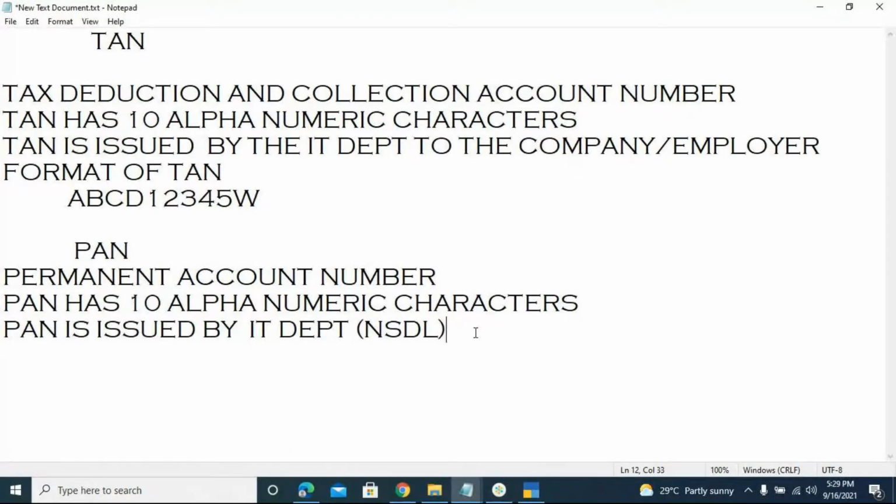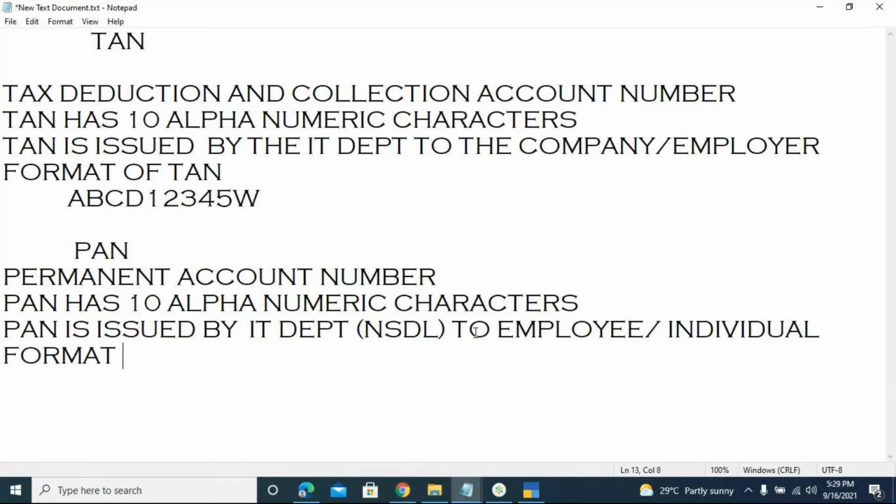Now, to whom is this issued? To the employee. I can say individual. Employee, individual, taxpayer, however you want to define it. Now, what is the format of PAN? Please observe when I repeat the same.